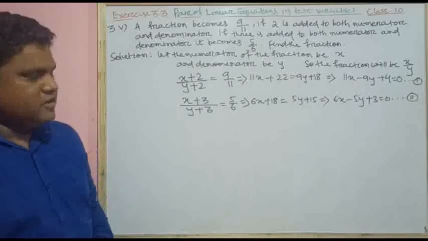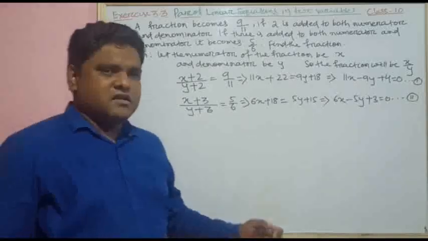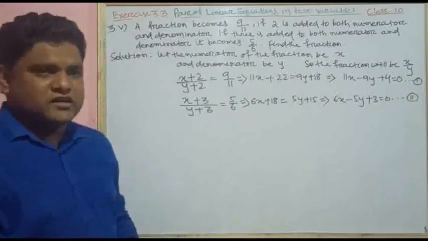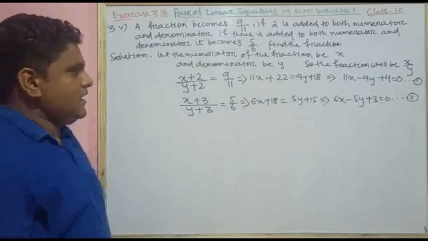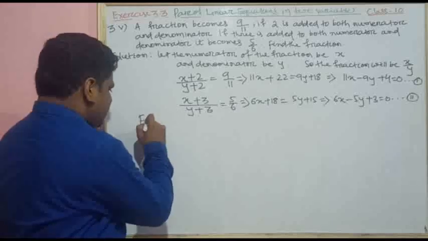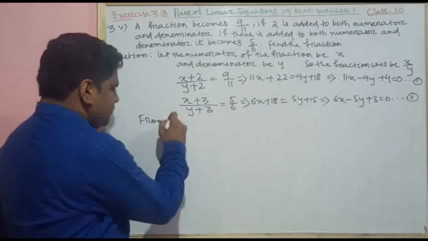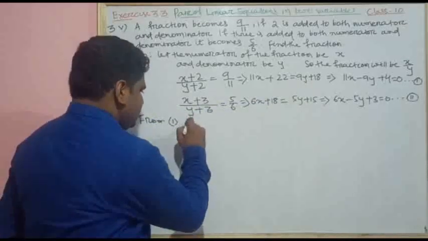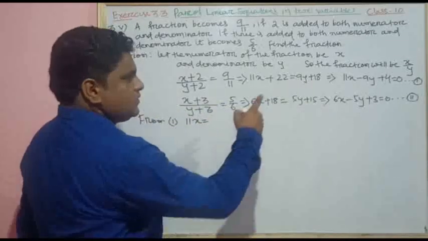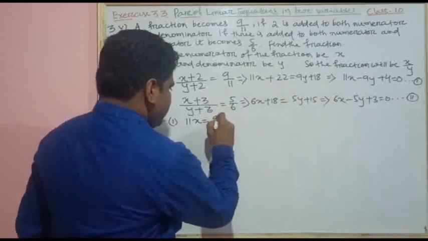For the substitution method, we have to convert x in terms of y or y in terms of x from equation 1 or 2. Let's take equation 1 first. From equation 1 we can write 11x is equal to 9y minus 4.